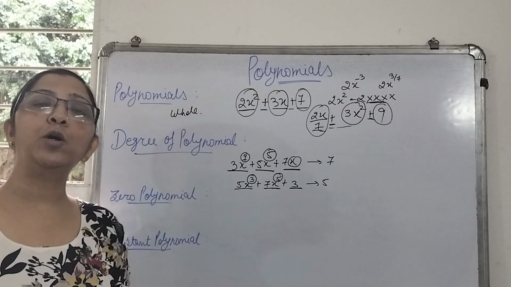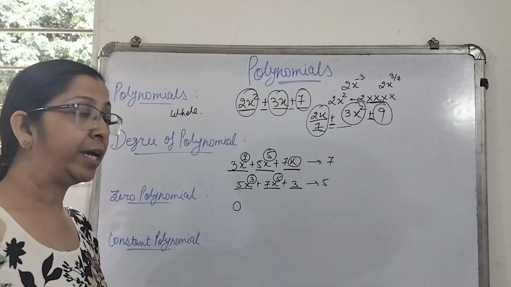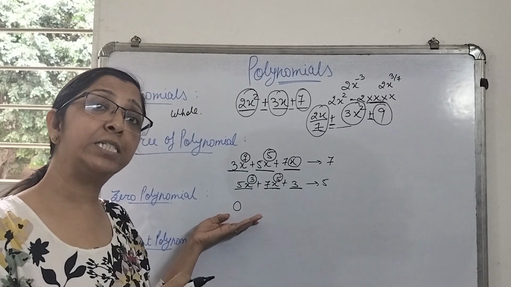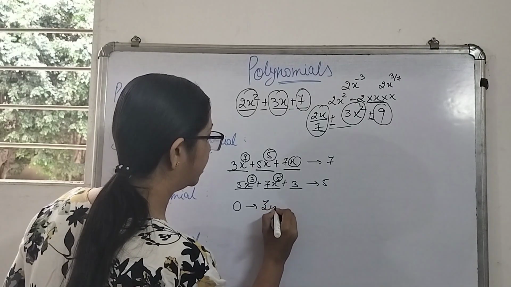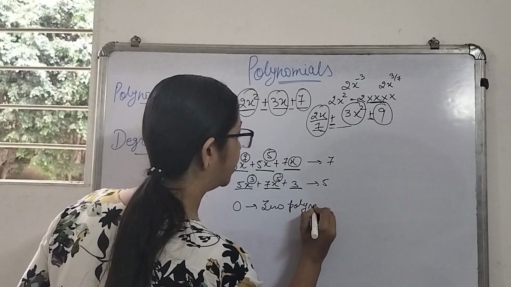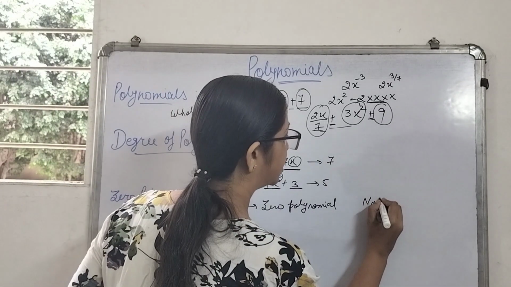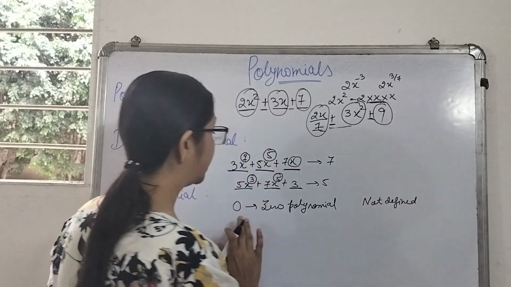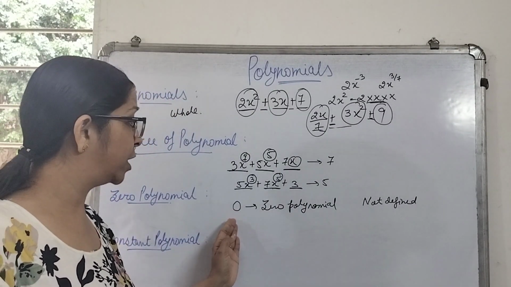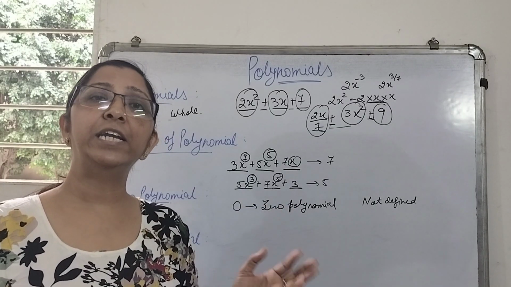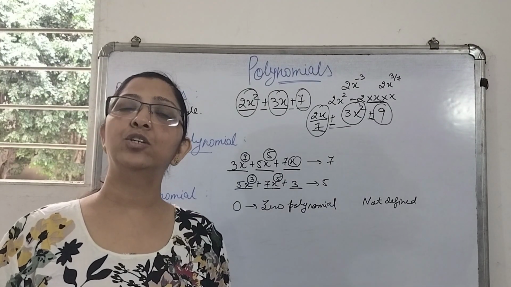Now let's see what zero polynomials are. If we are writing only 0 as the polynomial, then this is known as the zero polynomial. 0 itself is the zero polynomial, and the degree of the zero polynomial is not defined. We cannot find the degree of this zero polynomial because 0, if multiplied by any number or any variable, the result will be 0 itself. That's the reason the degree of the zero polynomial is not defined.